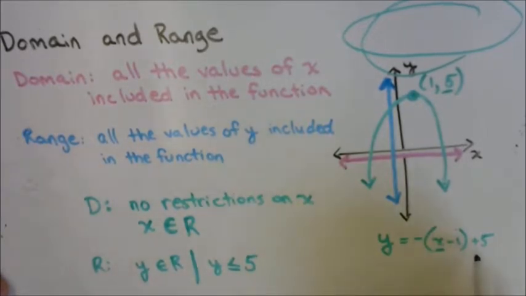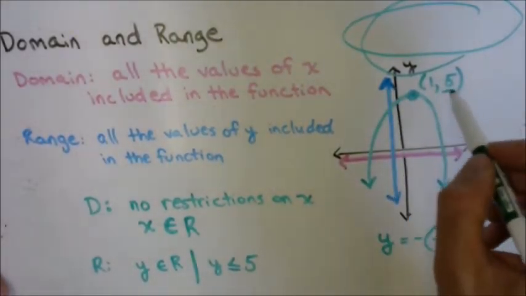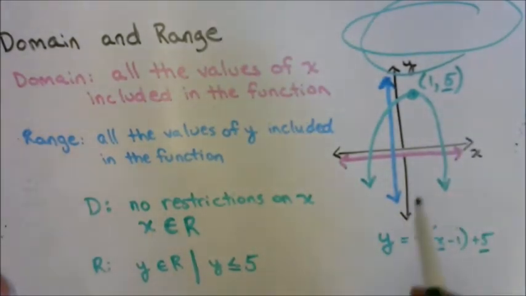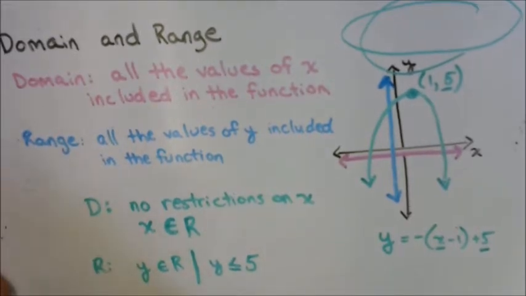And we got that right here because we know its vertex is at y equals 5, and we know it opens down. So there's no green value greater than 5. 5 is the greatest value. So all the other values of y are less than or equal to 5. This is the domain dealing with the x values of the function. This is the range dealing with the y values of the function.